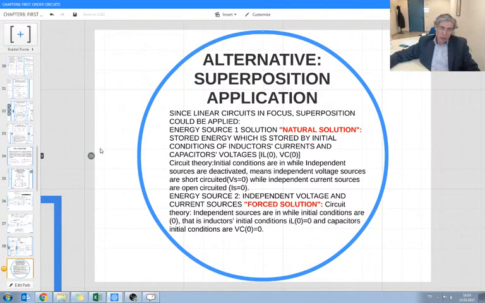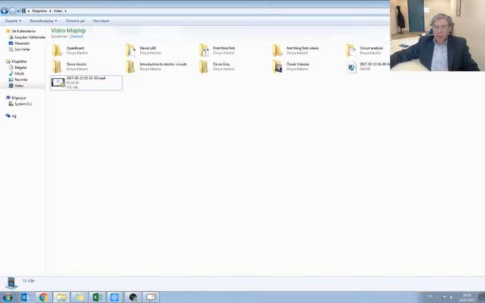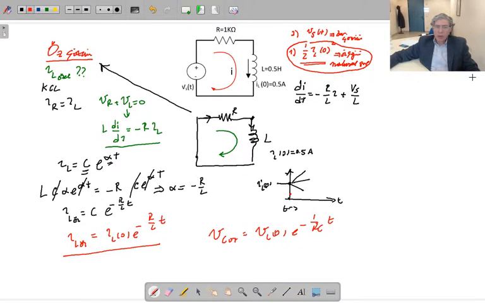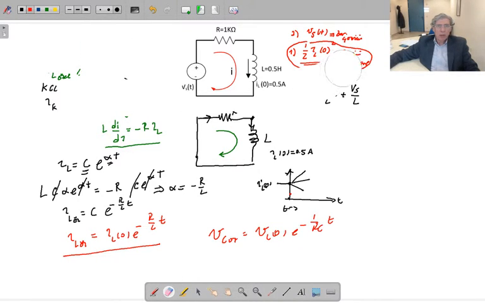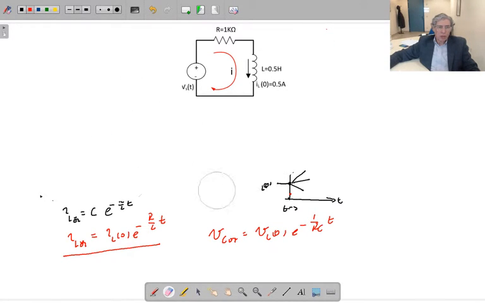So let's see this now on the breadboard. Let me take this out, take this in and clear this. Make it a big one. So this is the circuit that we have.